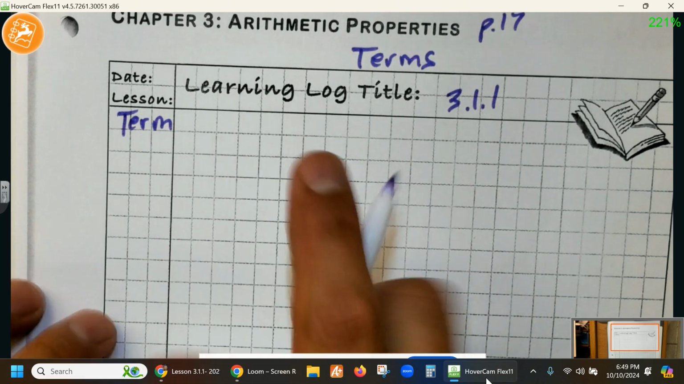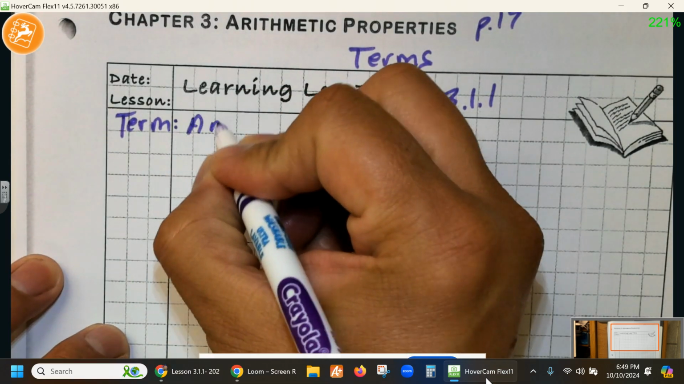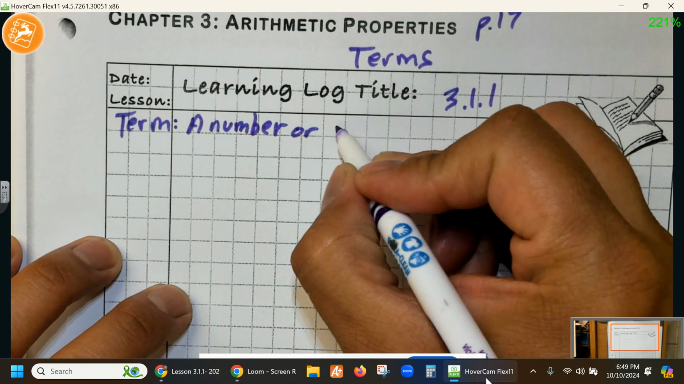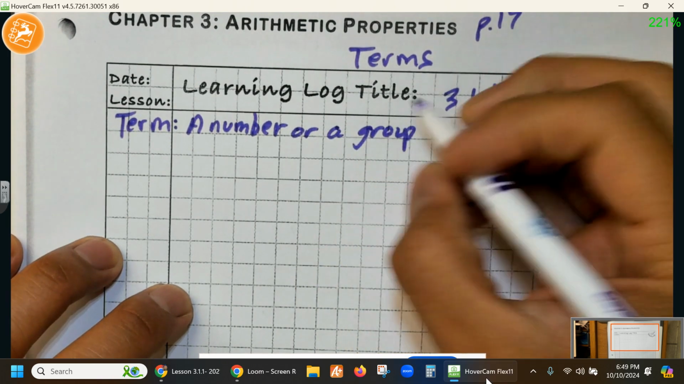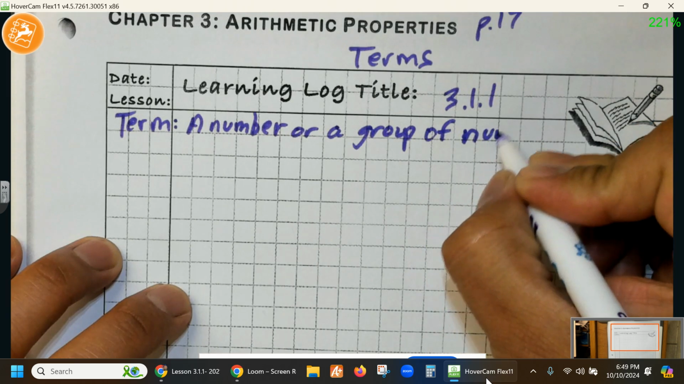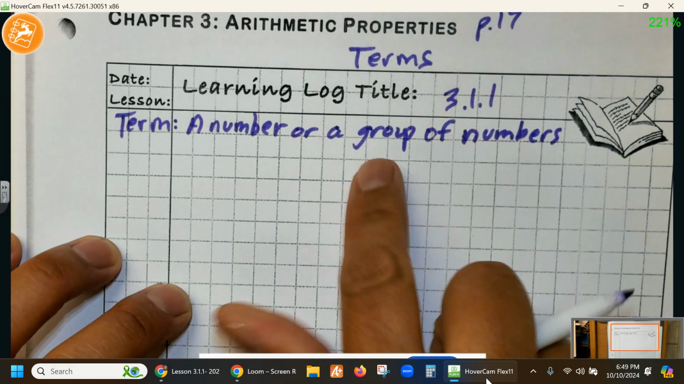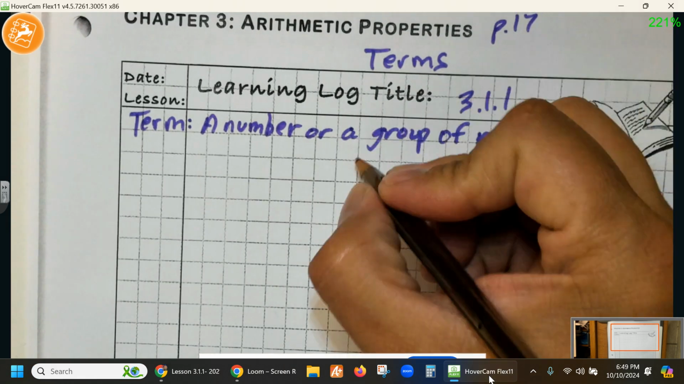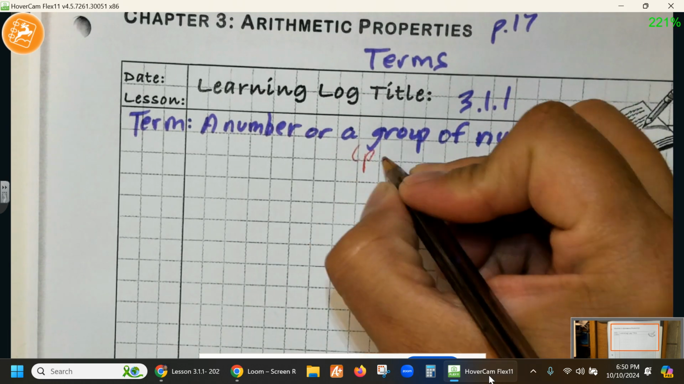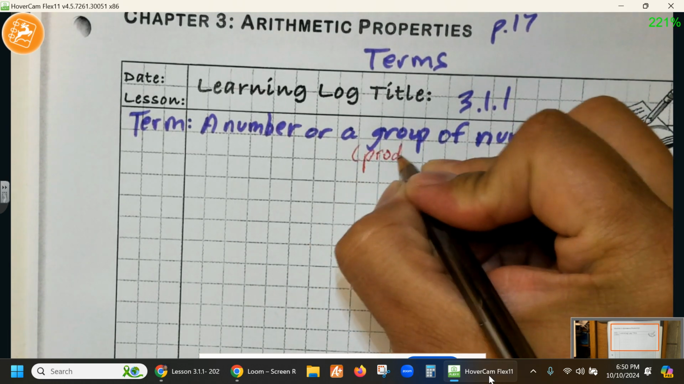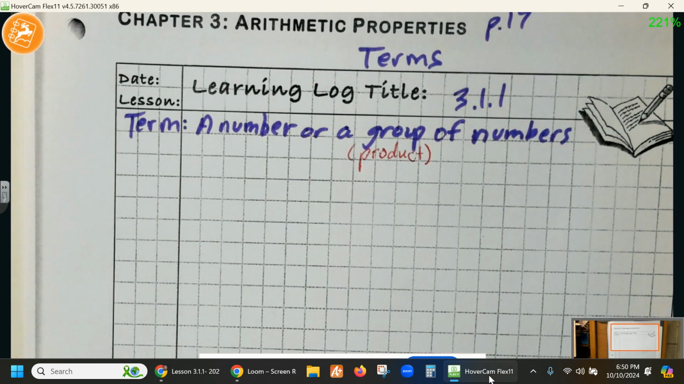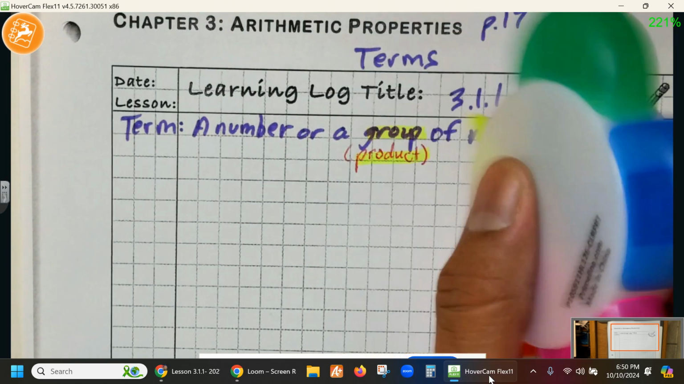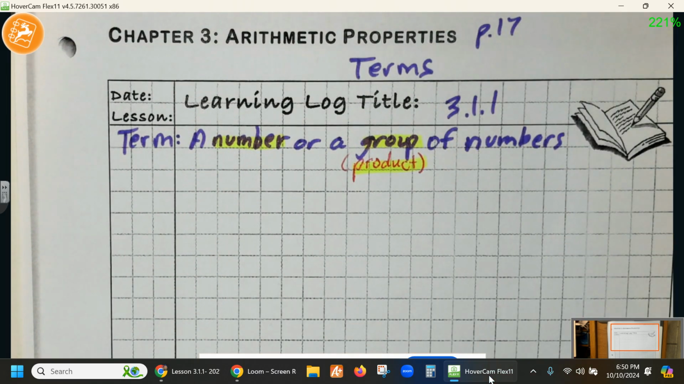So a term is a number, or it can be a group of numbers. In previous lessons, we learned that a group of numbers basically means a product of numbers. We rephrased multiplication like 3 times 2 as 3 groups of 2. So we're going to call this a product. So a group of numbers, or product, or it's a number itself.